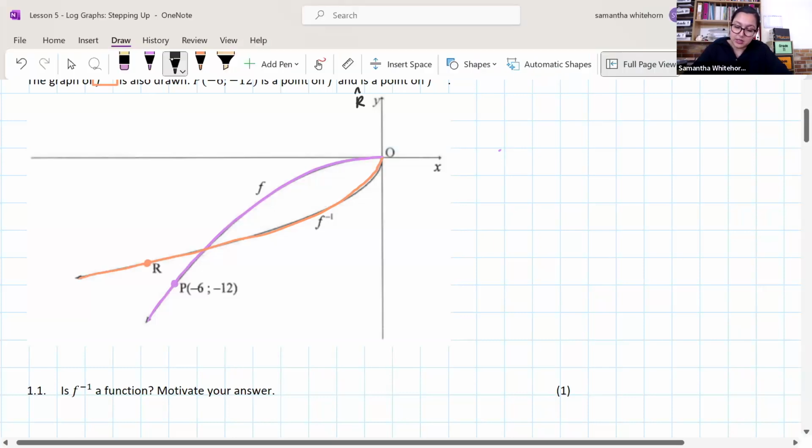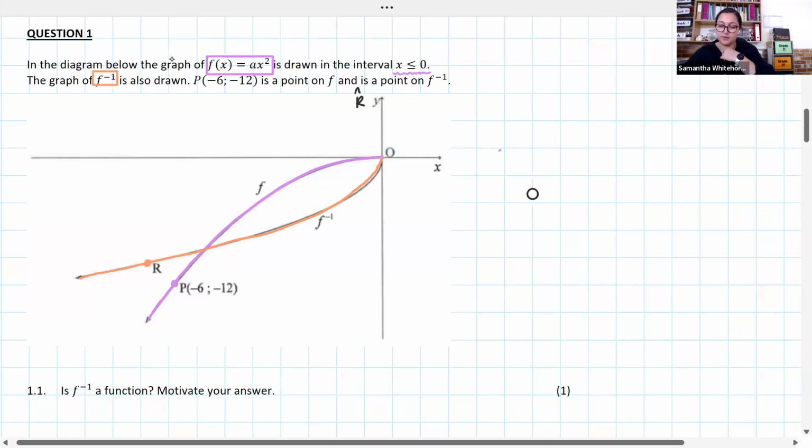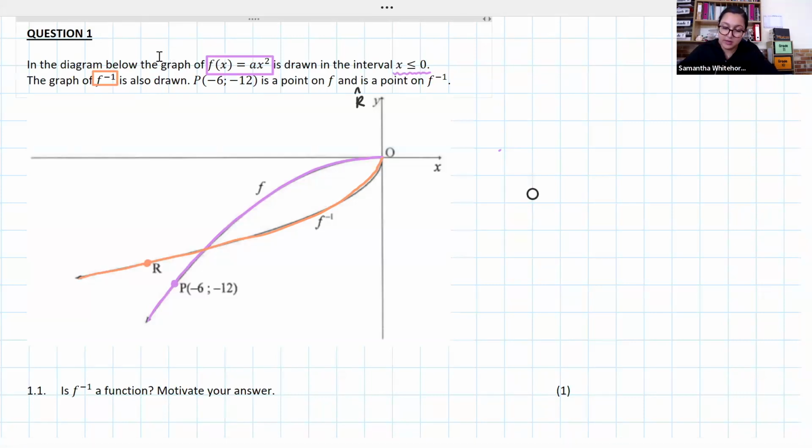So the first question is asking me, is the inverse a function? Motivate your answer. So what do you guys think? Yes, it is. No, it isn't. You can give me a thumbs up, or you can just say yes or no in the chat. If you want to go a step further and give me a reason why, awesome. But is the inverse a function? Josh is on it. Nice. Okay, so Josh is 100% correct. Yes, it is a function.